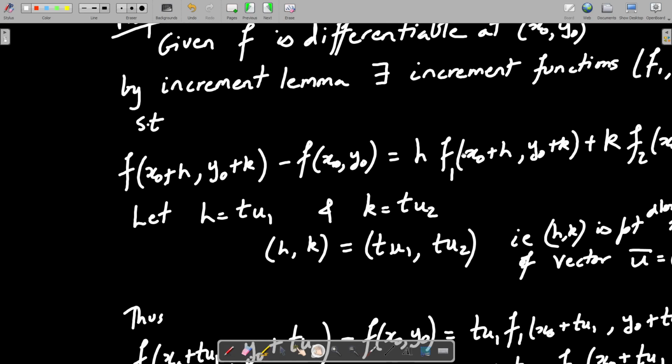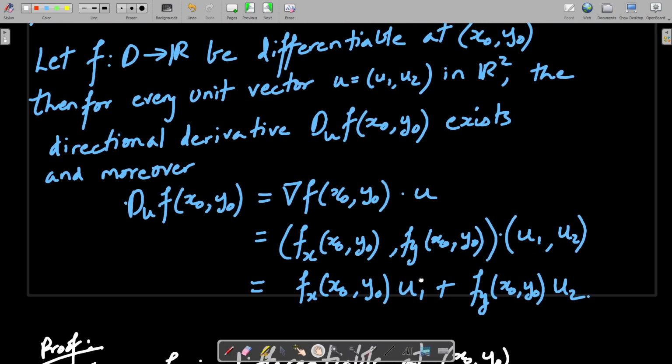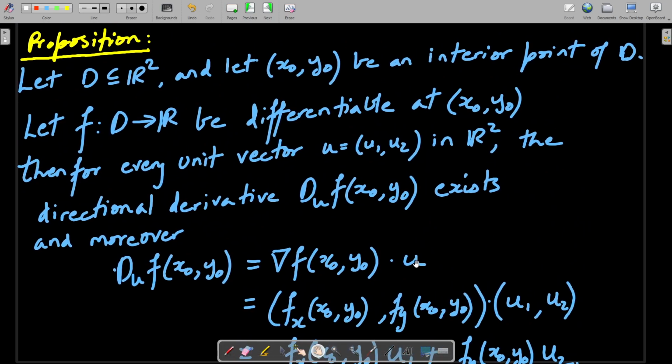So what did the main result say? Let D be a subset of R2, let (x0, y0) be an interior point of D. If a function f: D to R is differentiable at (x0, y0), then for every unit vector u = (u1, u2) in R2, the directional derivatives D_u f(x0, y0) exist, and moreover the directional derivative can be written as a product of the gradient into the unit vector.